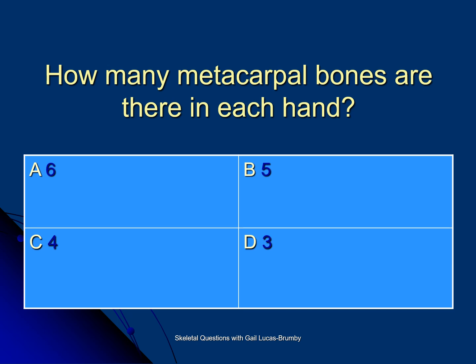How many metacarpal bones are there in each hand? Is it A, 6, B, 5, or C, 4, or D, 3? And the answer is B. There are 5 metacarpal bones in each hand.